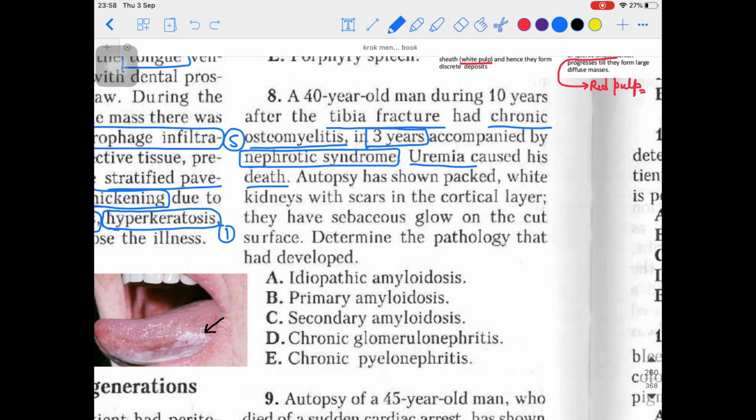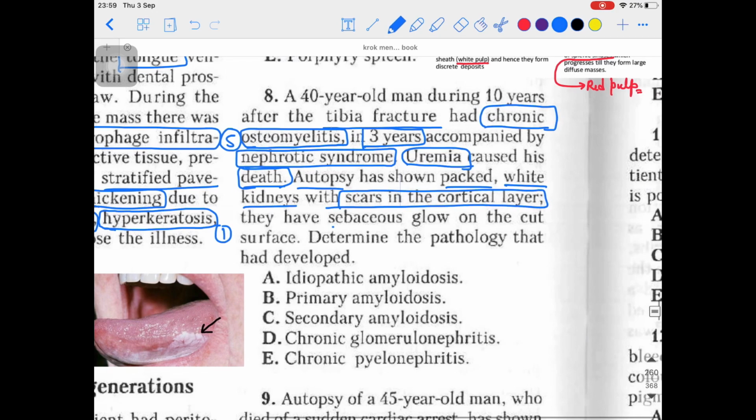A 40-year-old man, 10 years after the tibia fracture, was having chronic osteomyelitis. That is a very, very important point. Chronic osteomyelitis in 3 years. So what is happening after the chronic osteomyelitis? This patient is then having nephrotic syndrome, right? And then uremia happened, and that caused the death of this unfortunate patient. Now the autopsy has shown enlarged white kidneys with scars in the cortical layer, with sebaceous glow on the cut surface. They are talking about actually amyloidosis.